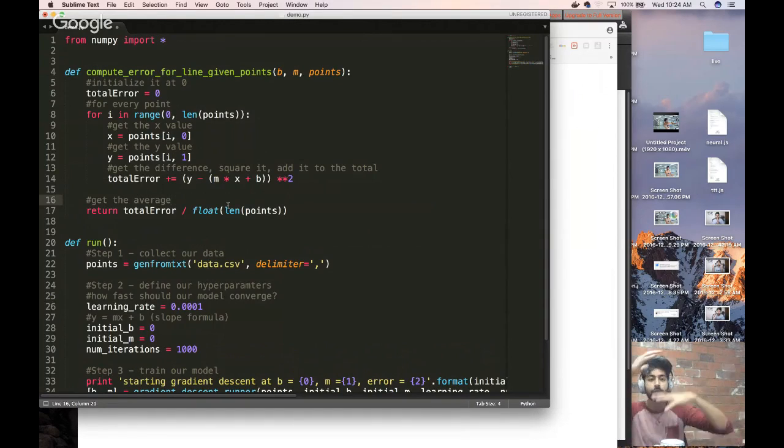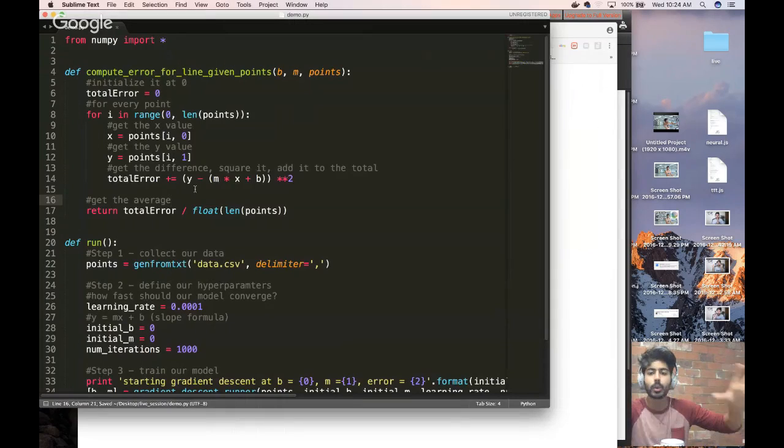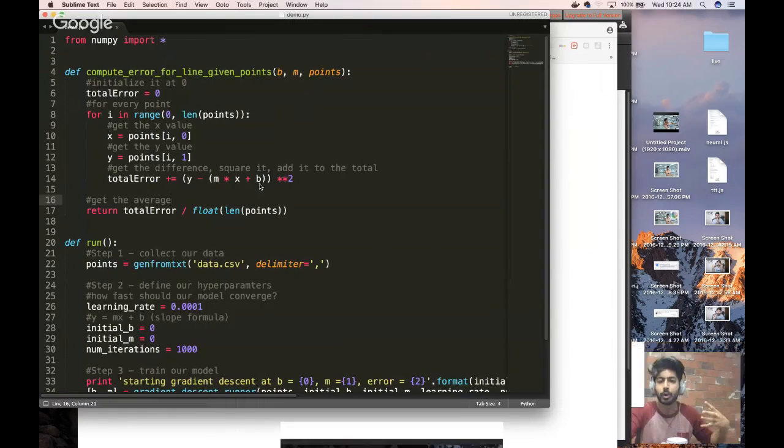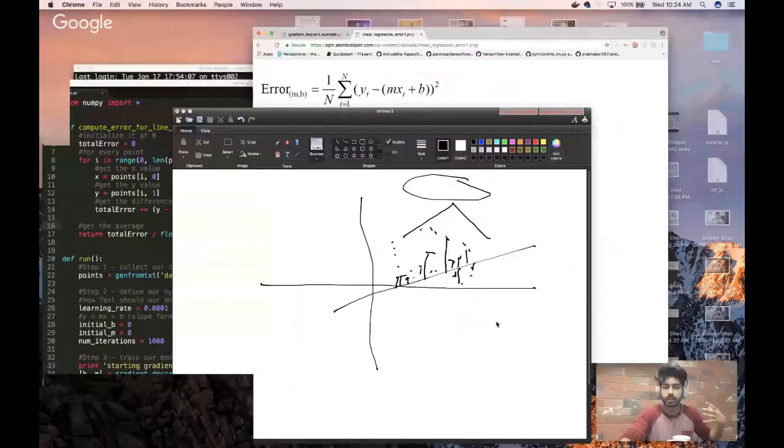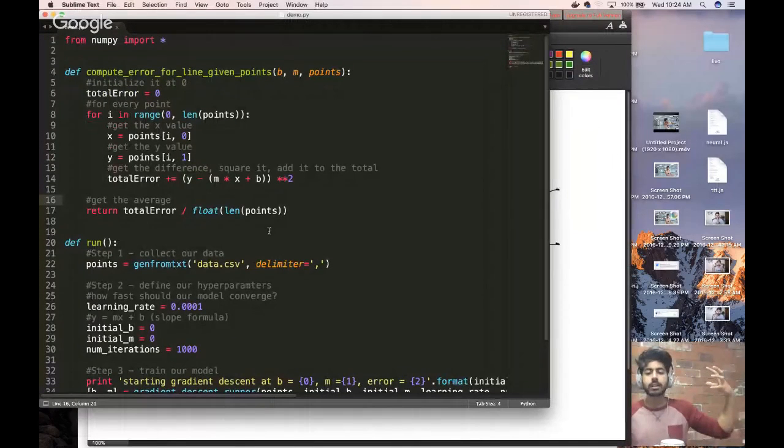So this 10-line function just described what I talked about in this math equation. We summed all the distances between all those points, as I showed right here. We summed them all up, we squared them, and then we got the average. And that is our error.